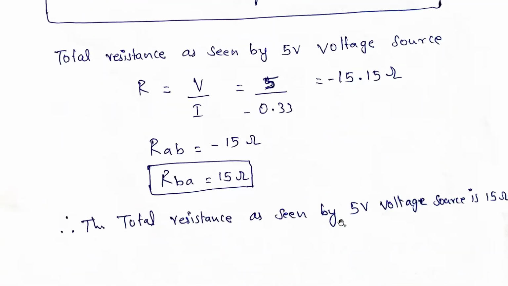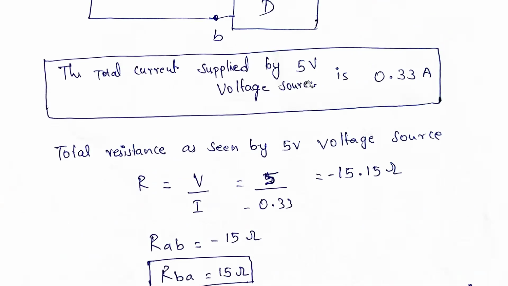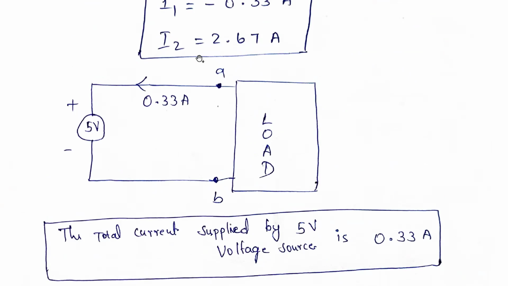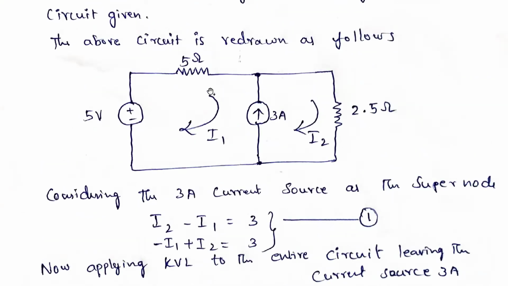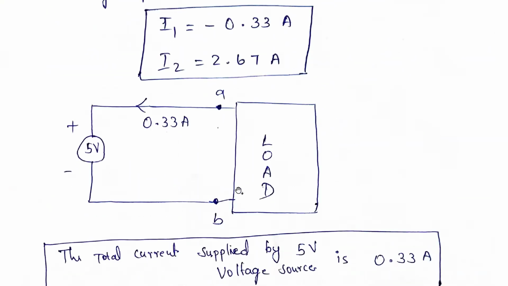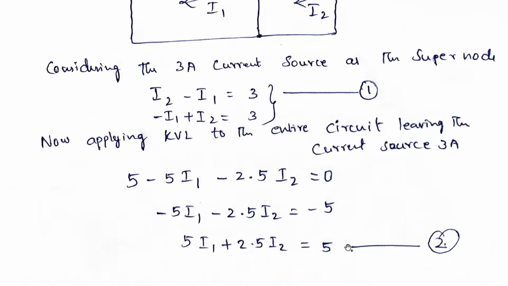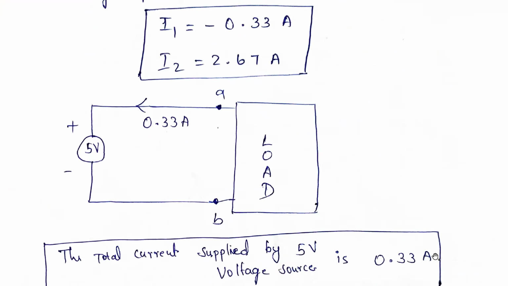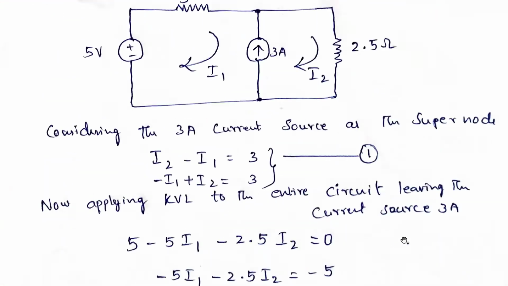So the total resistance as seen by the 5 volt source is 15 ohms, and also the total current supplied by the 5 volt source is 0.33 amperes. Because from this 5 volts, this is the current I. So this is the only one current, the total current supplied by the 5 volt source, I1, that is minus 0.33 amperes. So this is the answer for this particular problem.